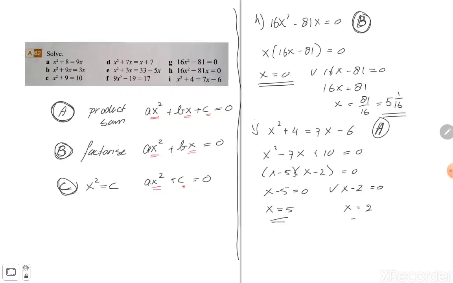So those are the solutions from exercise 62, where it's very important that you choose the right method: the product-sum method, or you need to factorize, so create one bracket, or you need to use the square root in the form x squared is equal to c. So good luck.